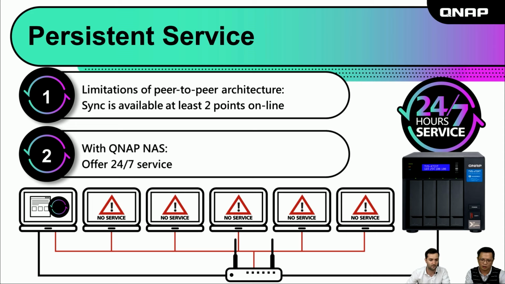Okay. As we know, Resilio Sync is a peer-to-peer architecture. If you want to sync files, you need at least 2 points online. Synchronization is not workable on a single computer. So how do we fix it? We can set QNAP NAS as one point of the Resilio Sync share folder, and it will offer 24 hours a day and 7 days a week service. It always keeps your latest updates.